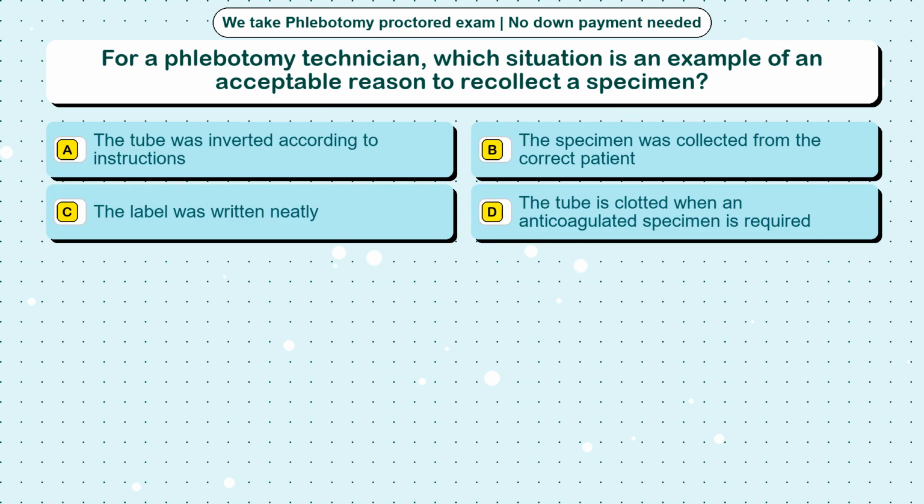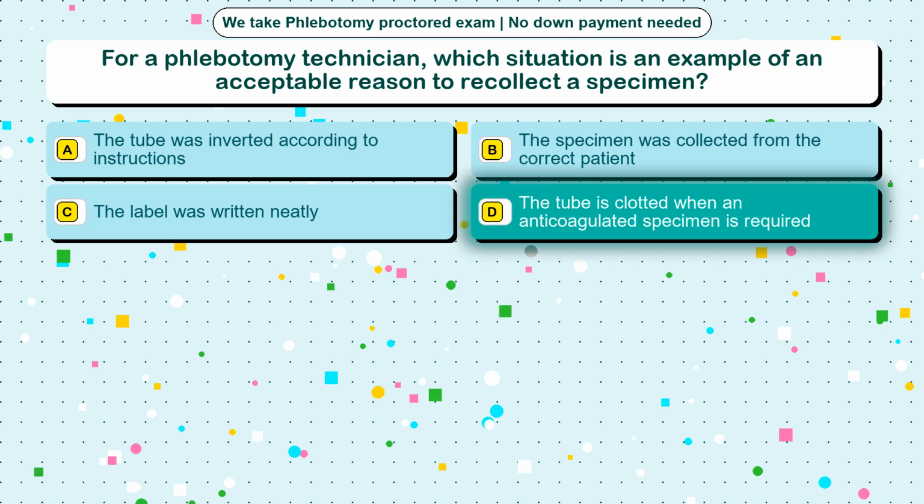Question 29. For a phlebotomy technician, which situation is an example of an acceptable reason to recollect a specimen? Option A. The tube was inverted according to instructions. Option B. The specimen was collected from the correct patient. Option C. The label was written neatly. Option D. The tube is clotted when an anticoagulated specimen is required.